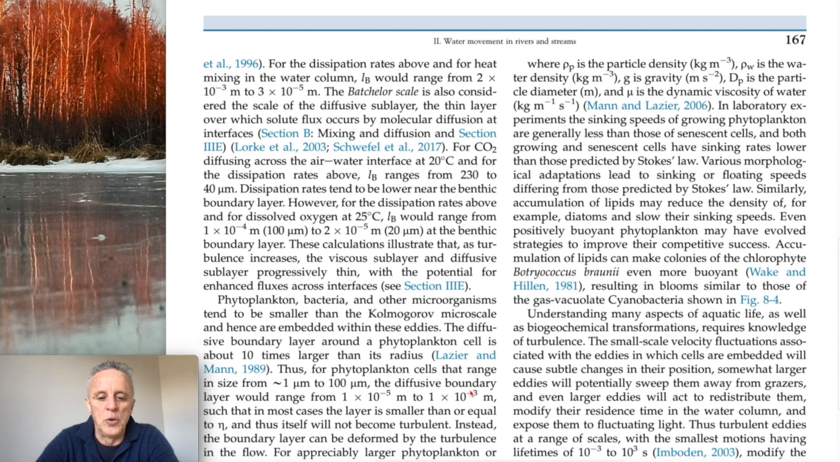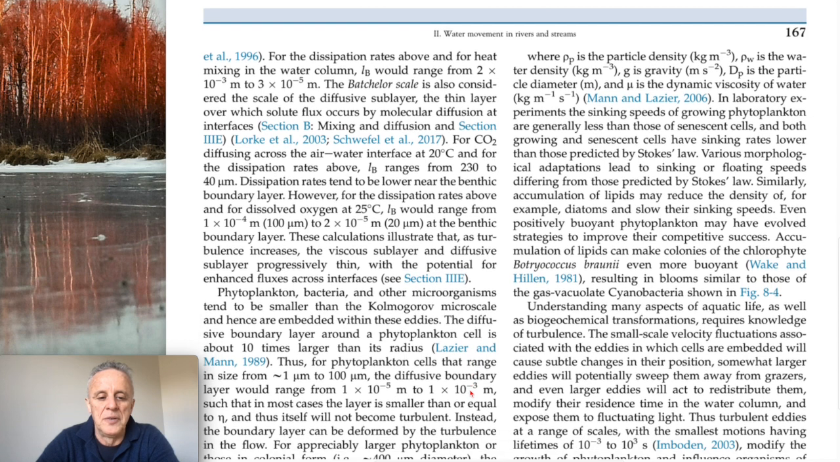Dissipation rates tend to be lower near the benthic boundary layer. However, for the dissipation rates above and for dissolved oxygen at 25 degrees C, LB would range from 1 by 10 to the minus 4 meters to 2 by 10 to the minus 5 meters at the benthic boundary layer. This calculation illustrates that as turbulence increases, the viscous sublayer and diffusive sublayer progressively thin, with the potential for enhanced fluxes across interfaces.